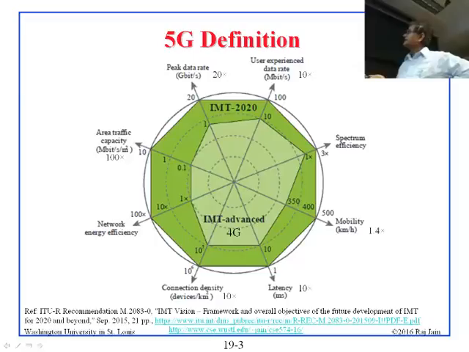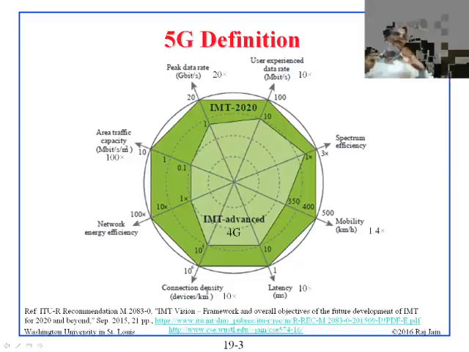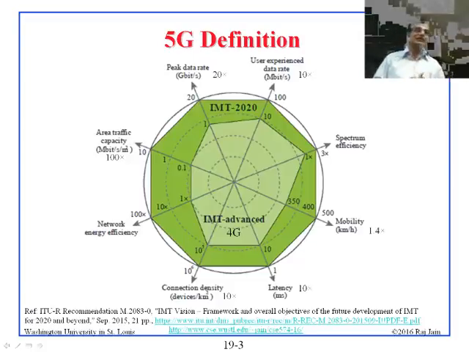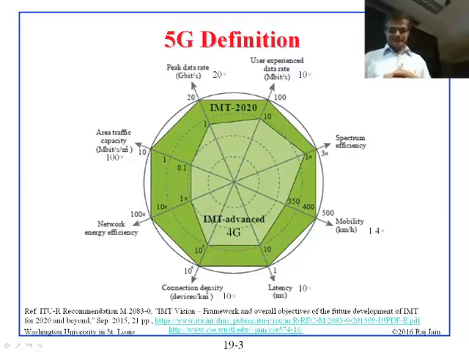Connection density. How many devices are connected? Right now, this is mostly phones. So we have about 100,000, 10 to the 5. It has to be a million. 10 times more. Which actually might be under, I think, if you take that, we have 100,000 right now for 4G, then we really need to go more. But anyway, it is 10x.